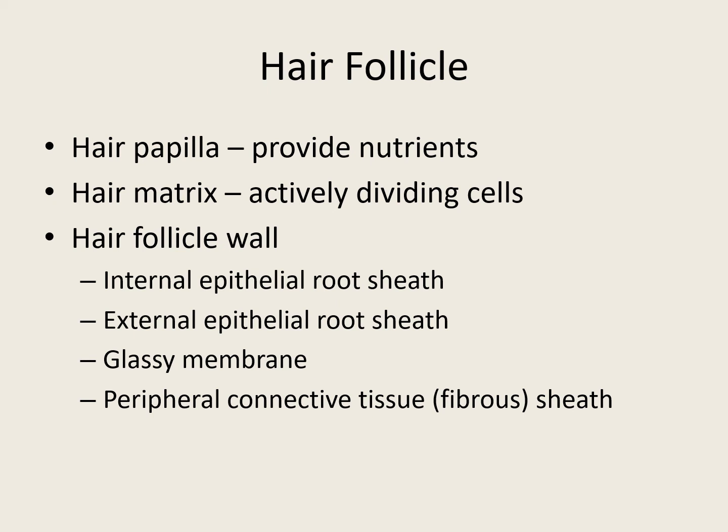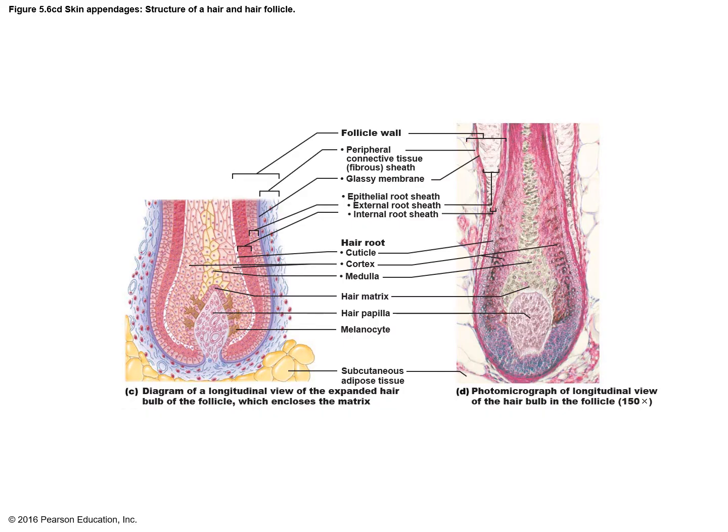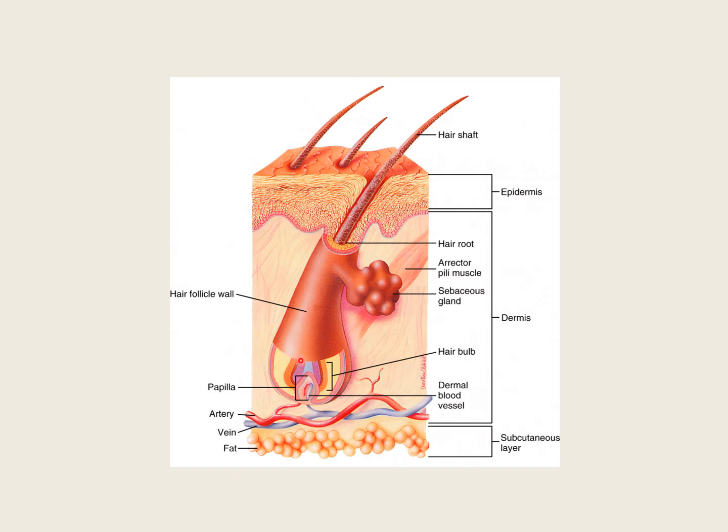When we look at it, the hair matrix is where the cells are actively dividing. The hair papilla provides all of the nutrients, so those cells can actively divide and go through cell division. And then you do have the hair follicle wall, as shown here on these cross sections. Once again, the papilla is providing all of those nutrients, and the hair matrix is where the cells are actively growing and being pushed up. All of this is occurring down here in what is known as the hair bulb. So the cells are being pushed up.